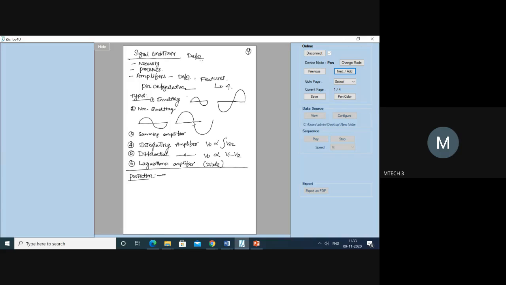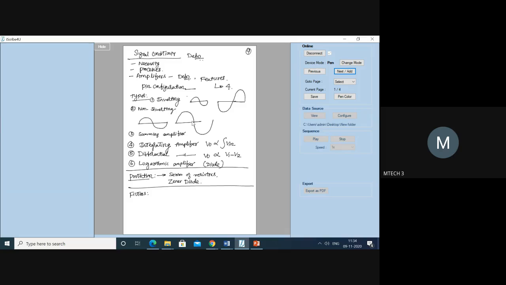One is using a series of resistors. Other one is what? Other one uses which diode? Zener diode. Use Zener diode, by which you are able to avoid. Right. After protection, next is filters.